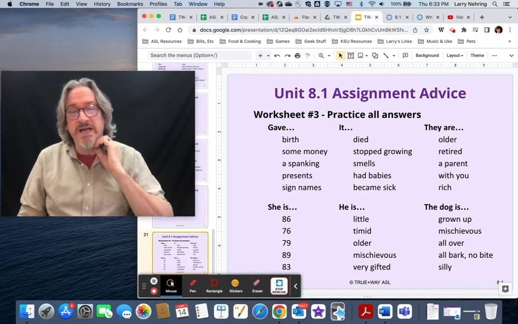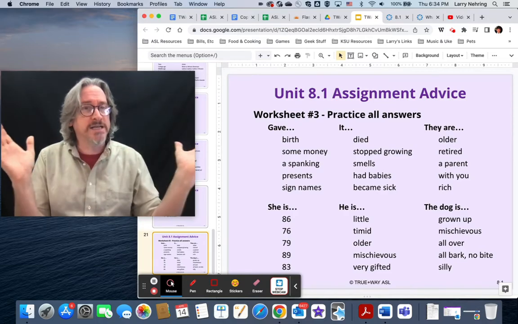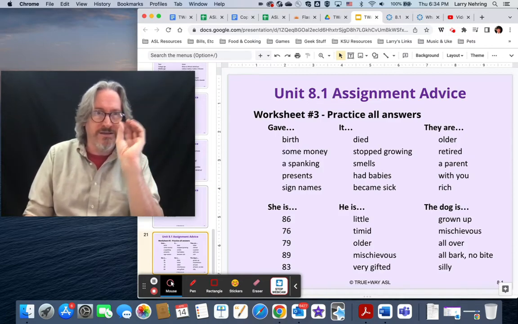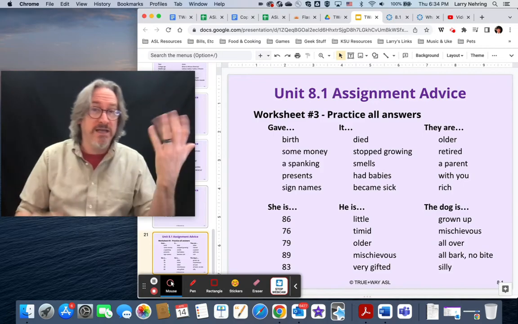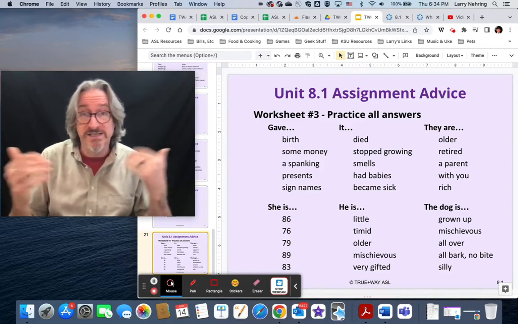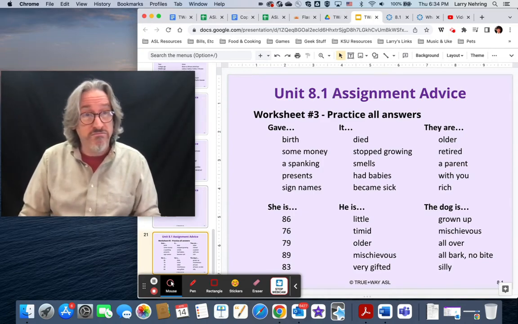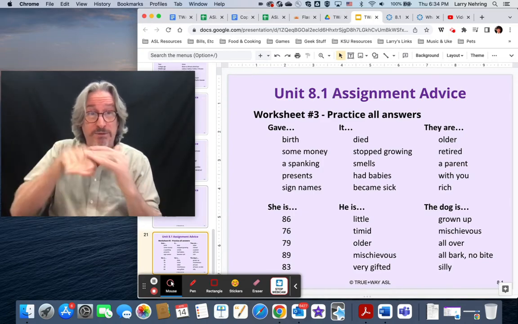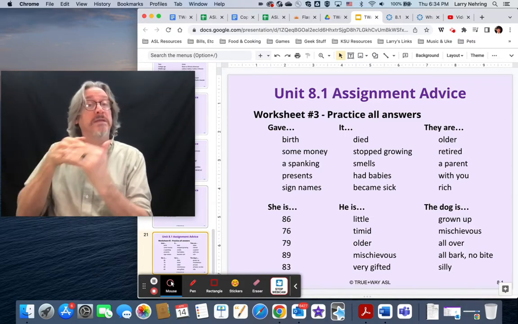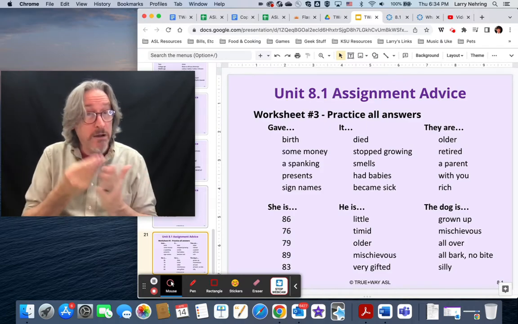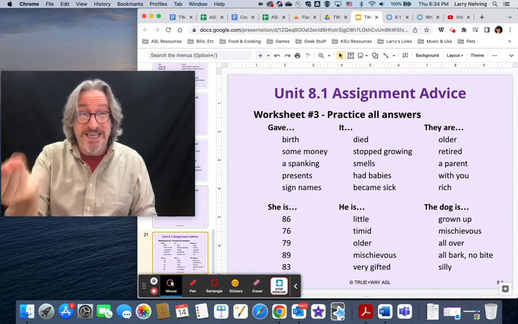The third worksheet, again, practice each of the answers in here. And it's a longer sentence. I'm just giving you the essential parts. If someone gave birth, gave some money, gave a spanking, gave presents, gave sign names, how would you sign give? Like, do you give birth? It's not something you actually give, right? Give birth. Now, you could give some money give. Do you give a spanking?